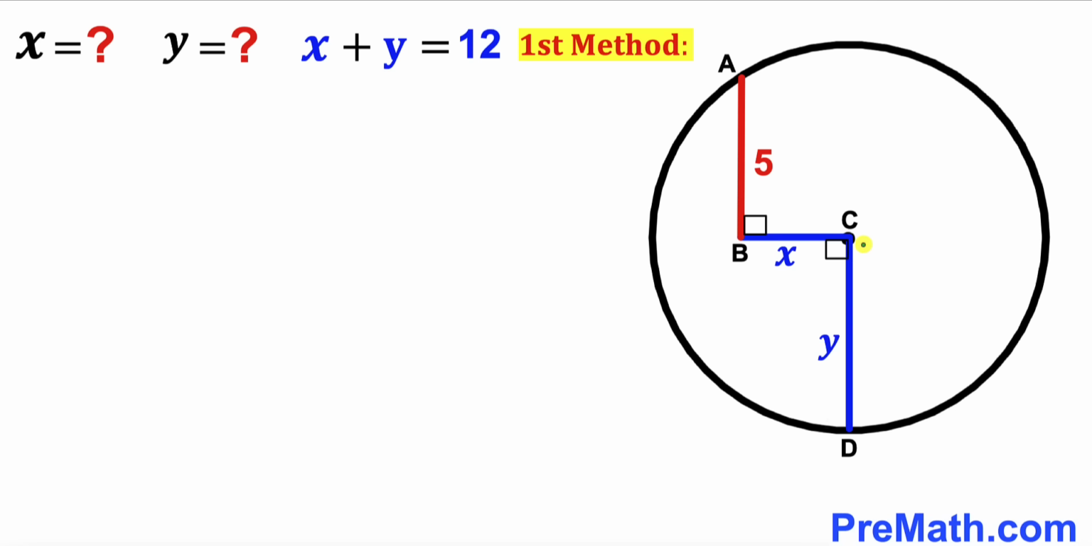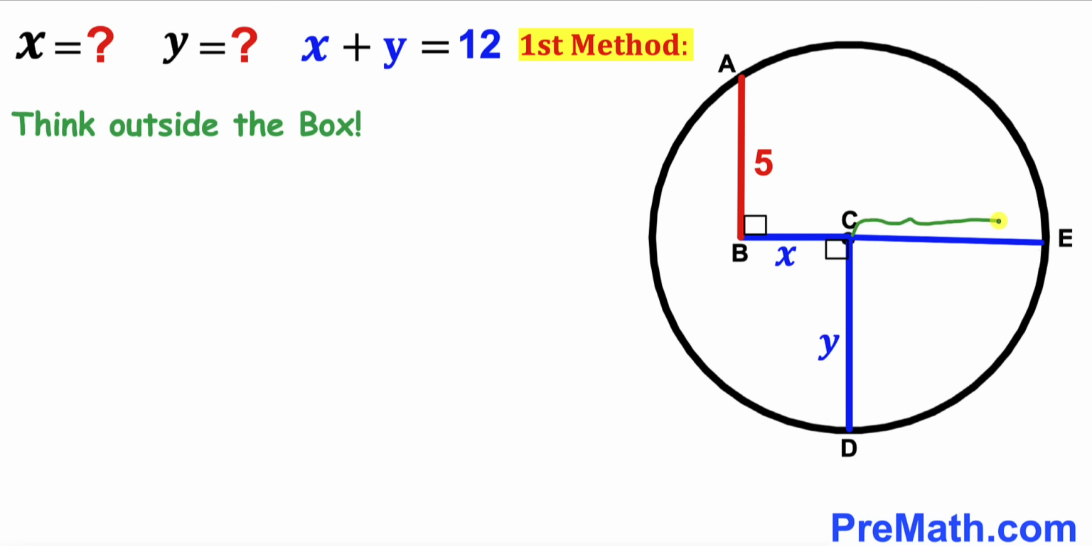Now let's make an observation. We can see that CD is the radius of this circle. Now we are going to think outside the box. We can see that CE is the radius of this very same circle as well. So we have shifted this radius from CD to CE, and this radius CE length is going to be Y as well.